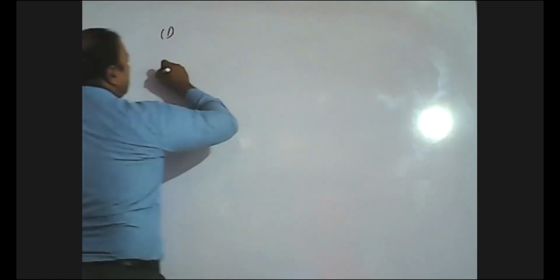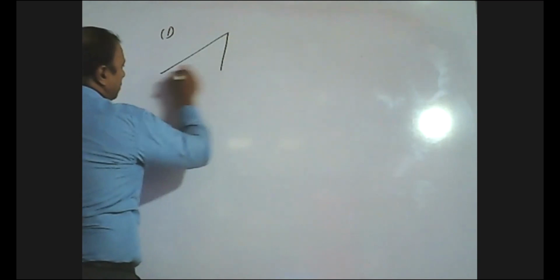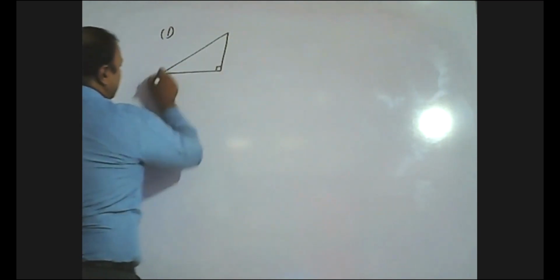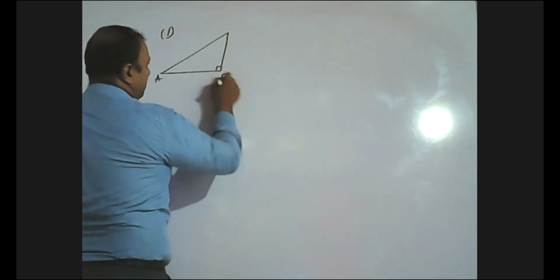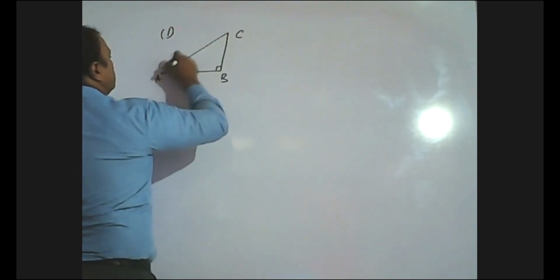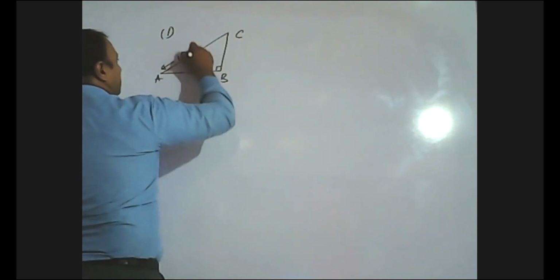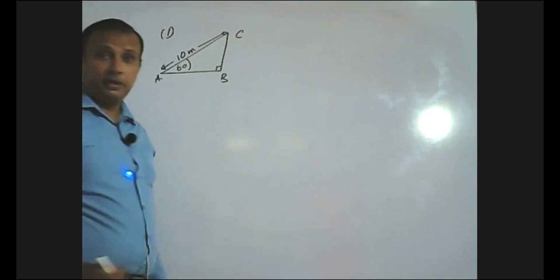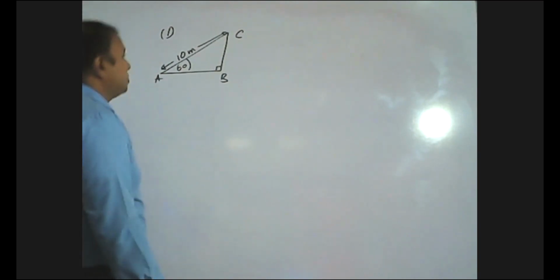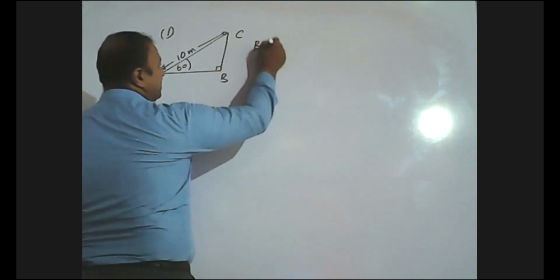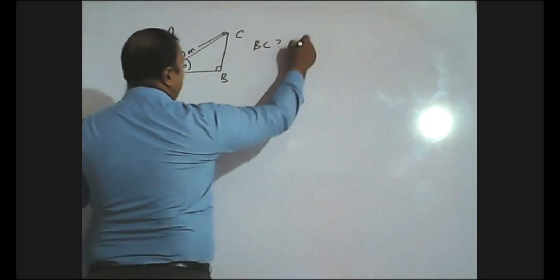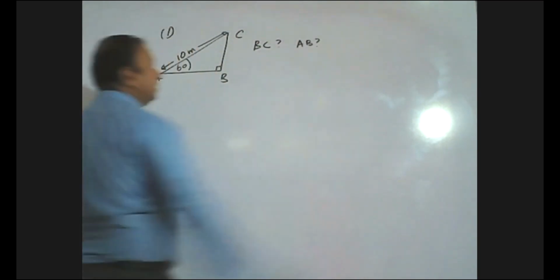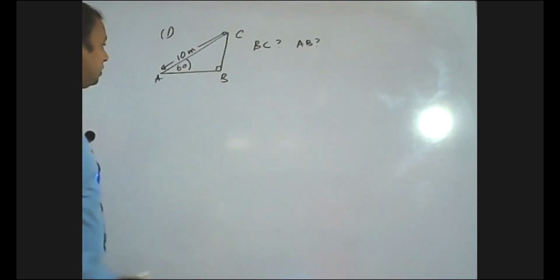Suppose, number one, we are given a right angle triangle ABC, where one side is 10 meter, and this angle is 60. Now you are asked to find the value of BC and AB. This is the first one.